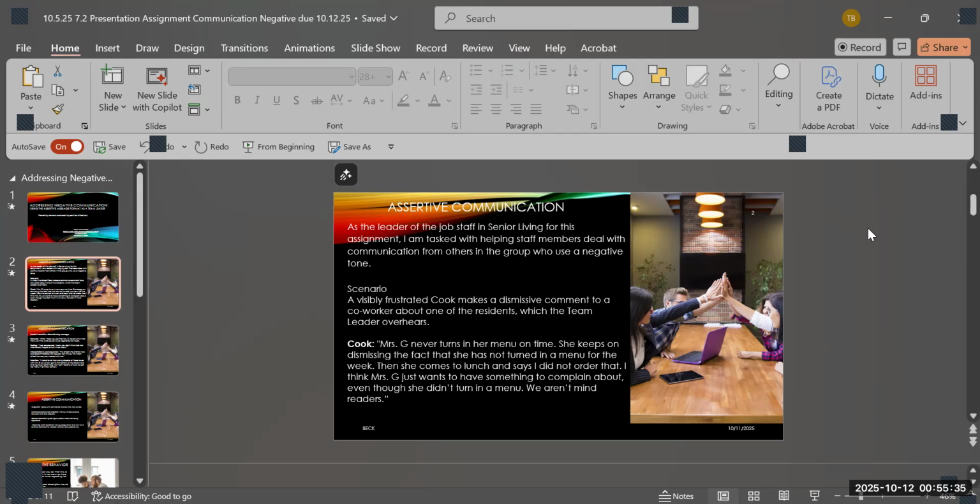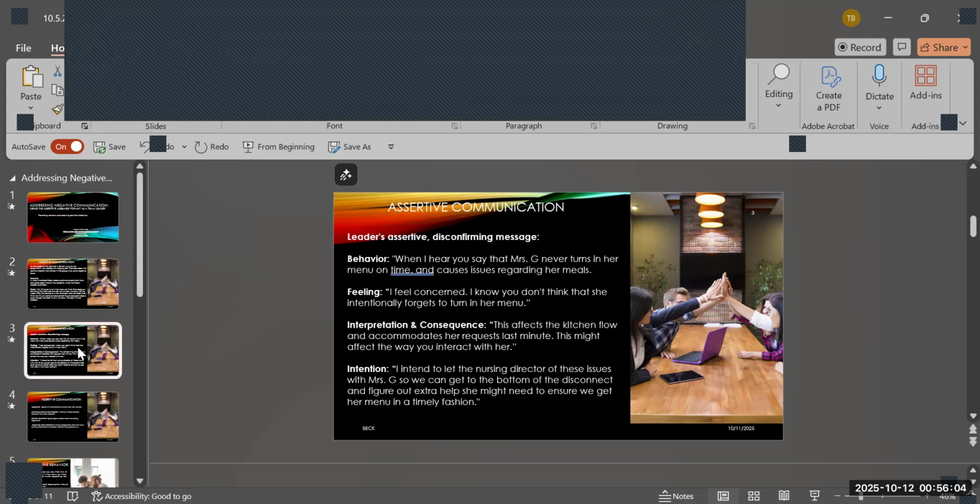The cook says that Mrs. G never turns in her menu on time. She keeps on dismissing the fact that she has not turned in her menu for the week. She then comes to lunch and says that I did not order that, meaning Mrs. G, and I think that Mrs. G wants to have something to complain about, even though she didn't turn in a menu. We aren't mind readers.